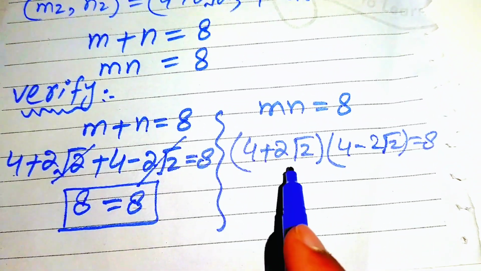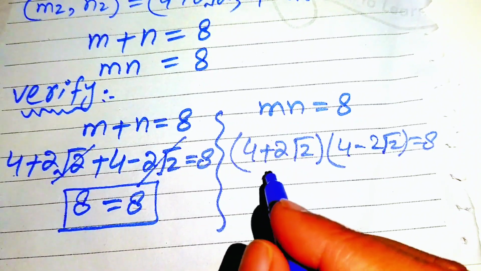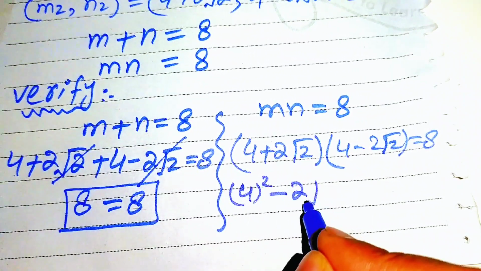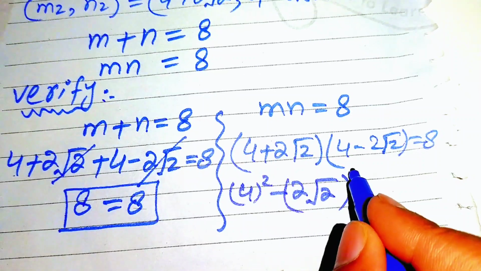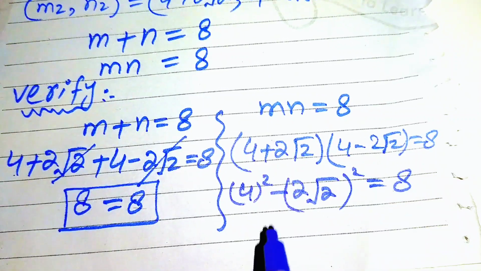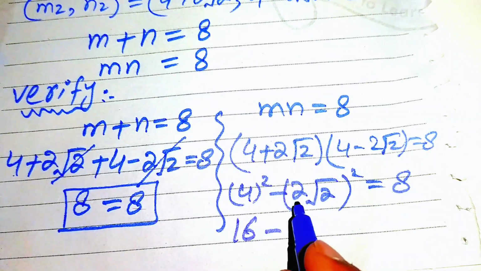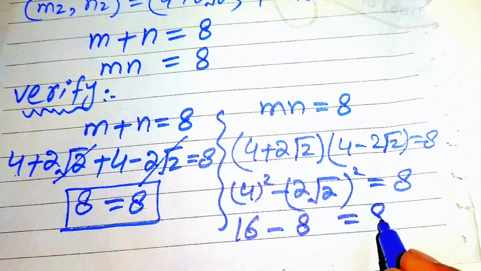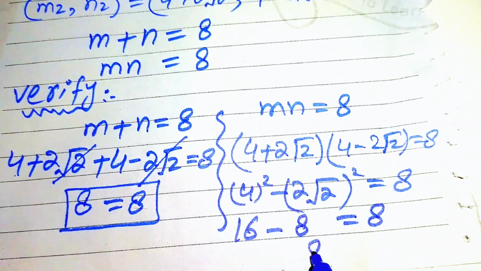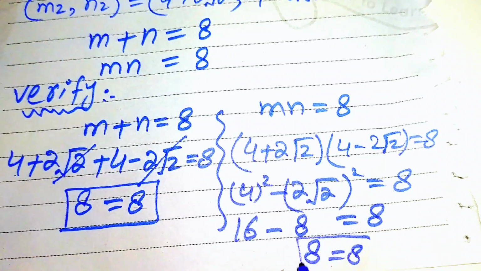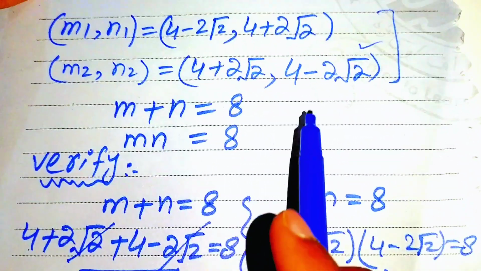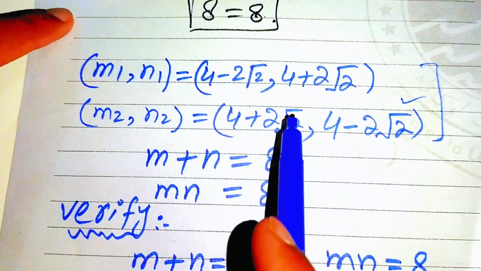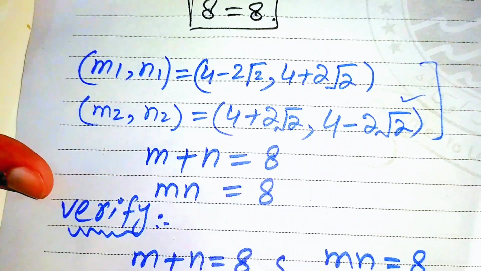So here we have (a plus b) times (a minus b), which equals 4 squared minus (2 times the square root of 2) squared equals 8. So 4 squared is 16 minus the square of this term, which is 8. So 16 minus 8 is 8, equals 8. So this solution satisfies the given equation. So it means that this is our final solution in this question.